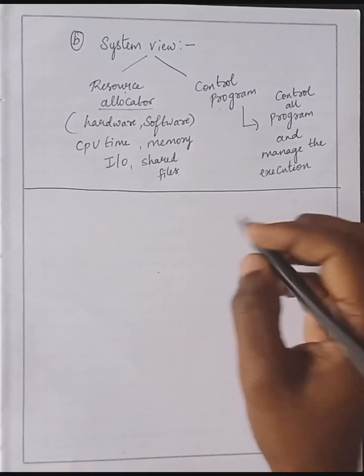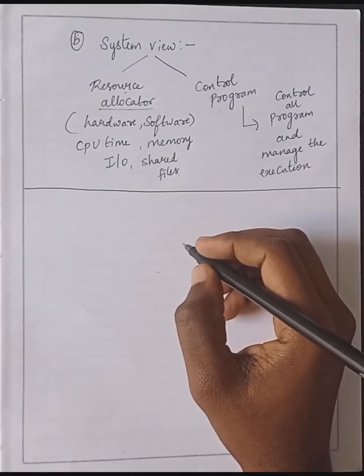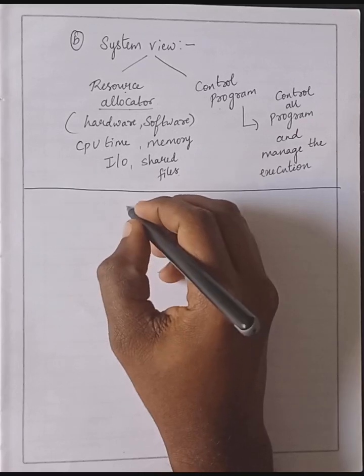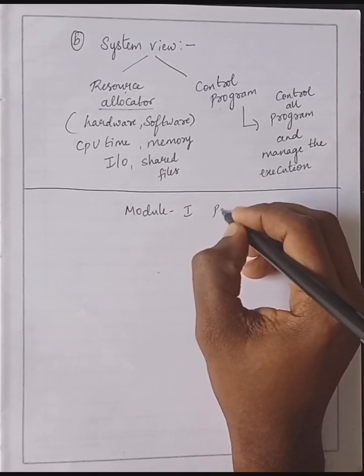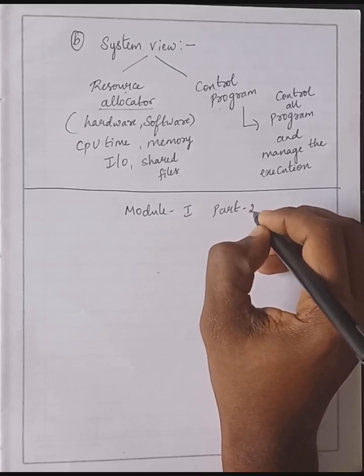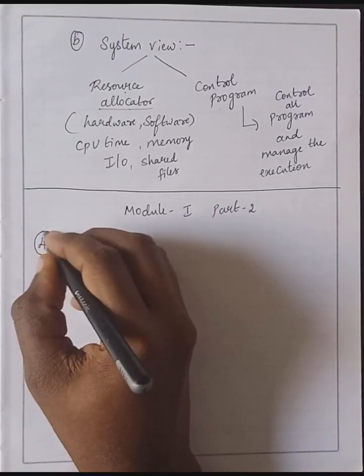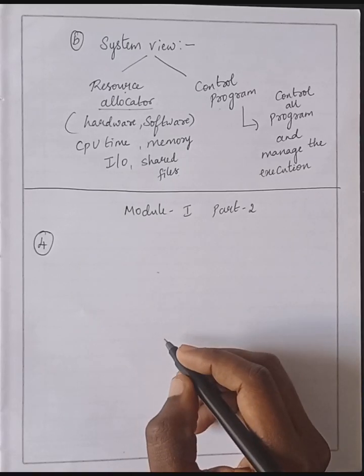So today we are going to continue the operating system module 1, part 2. Okay, so that is the module 1 continuation. Today it's part 2. So, the fourth topic. What is the fourth topic?